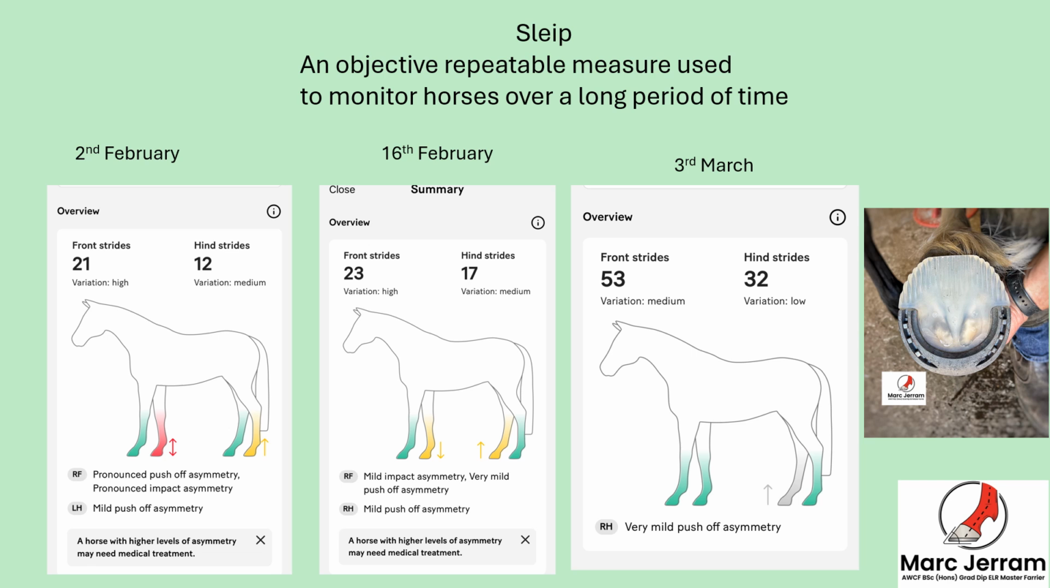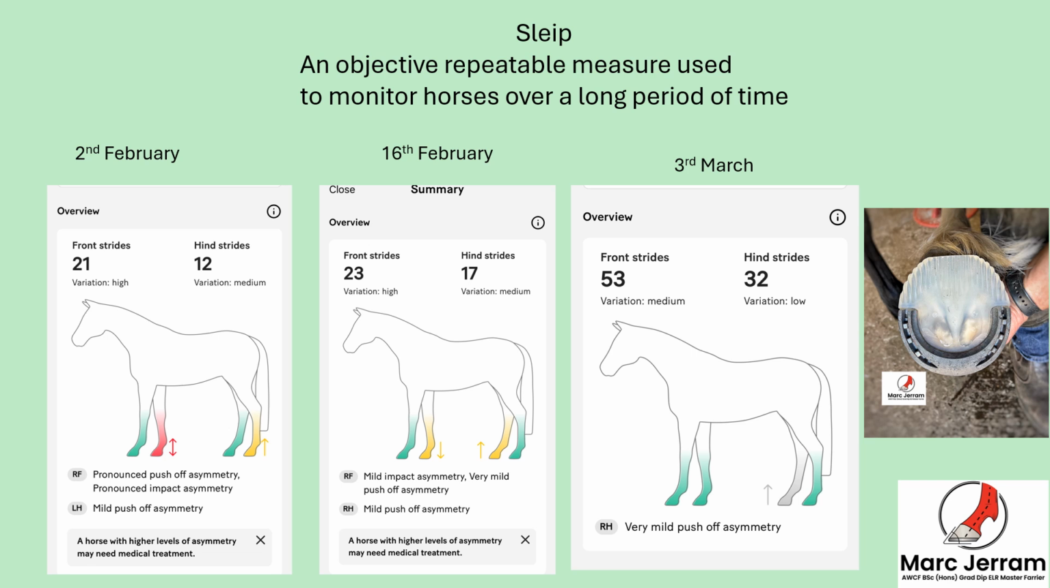What we did then was reassess the horse 2 weeks later remotely, so I can keep in contact with the owner. They can use the horse owner version of the app to monitor the vertical displacement, and as we can see, we've seen an improvement. It's gone from pronounced to mild, so the scale of asymmetry is reduced within 2 weeks. That gives us justification that everything's going well.